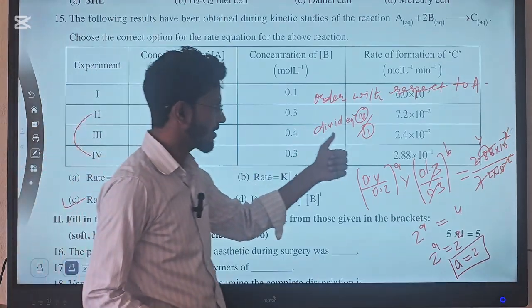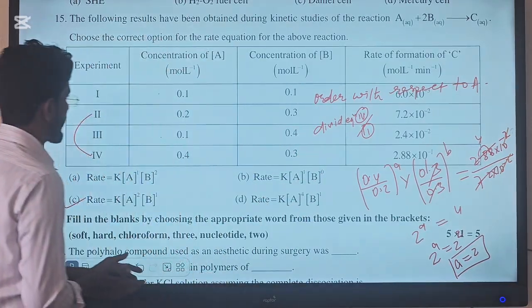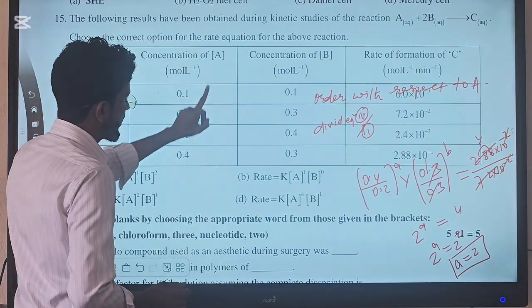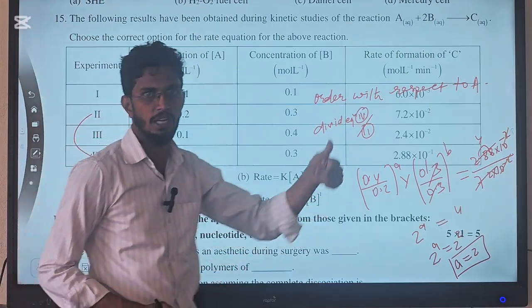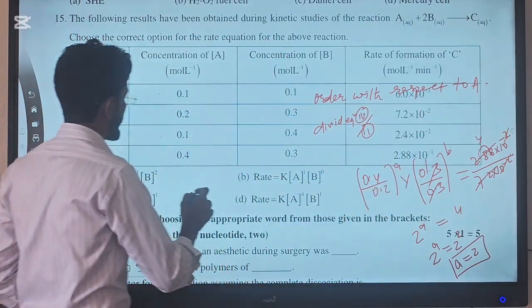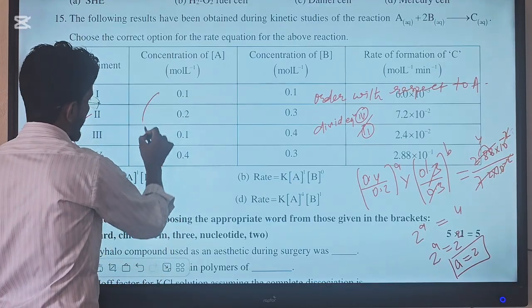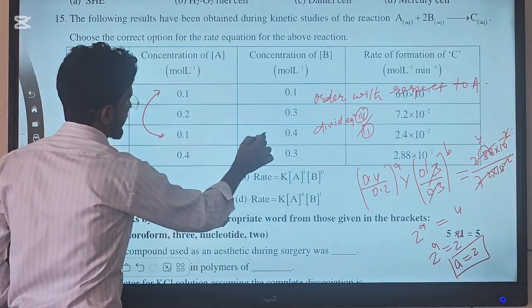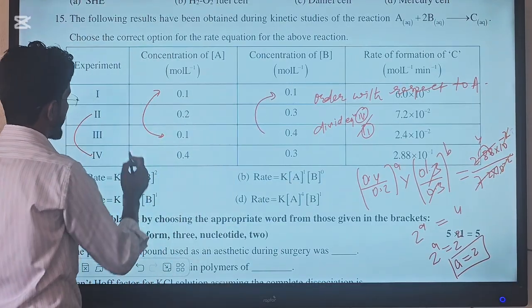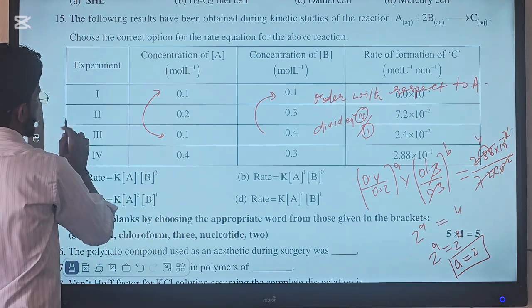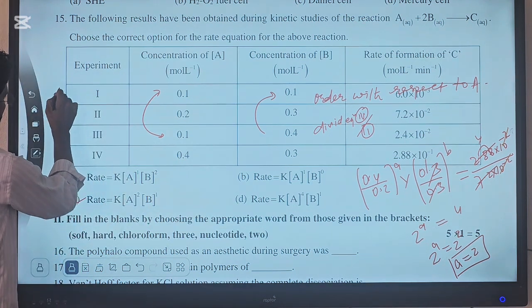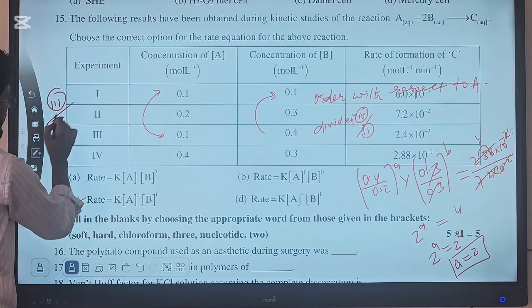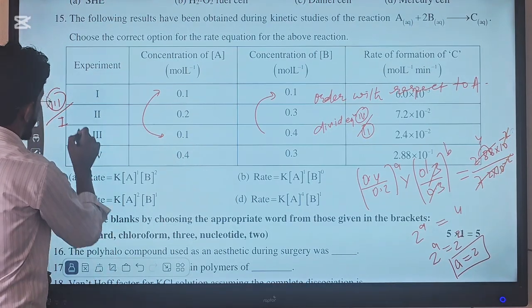We can calculate order with respect to B also. How can we calculate order with respect to B? Take the experiments which contain different B and same A. These two contain same A and different B. Now divide equation 3 upon 1. 3 upon 1, what do we get?